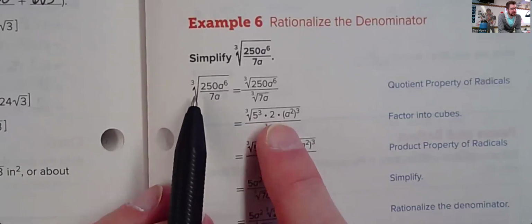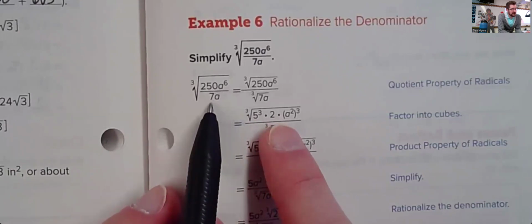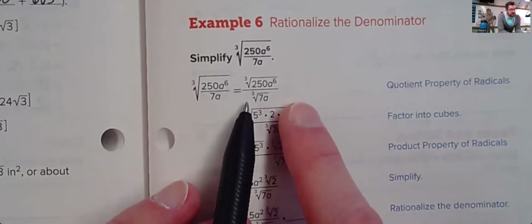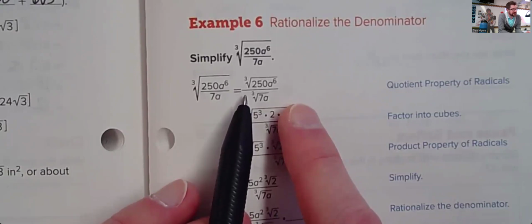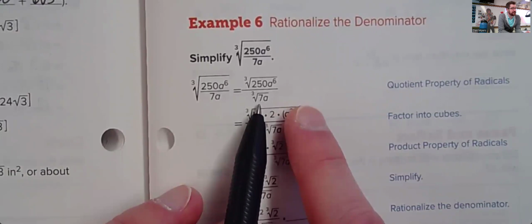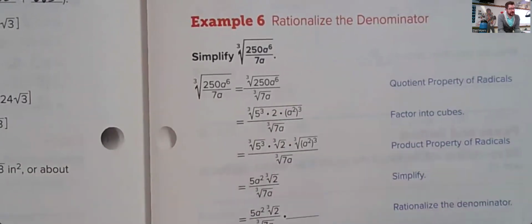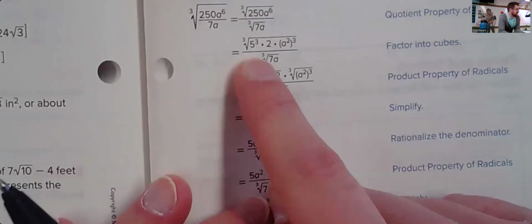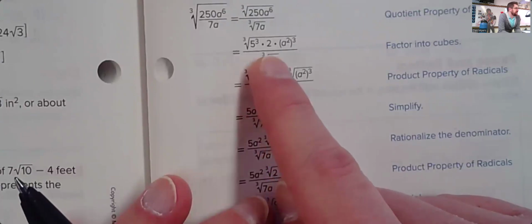So if you have the cube root of 250 a to the 6th power over 7a, you can use the quotient property to break it apart into 2 radicals, the cube root of 250 a to the 6th divided by the cube root of 7a. Now on the denominator, it's factoring it into cubes, and on the numerator, because we're going to have to simplify this anyway.